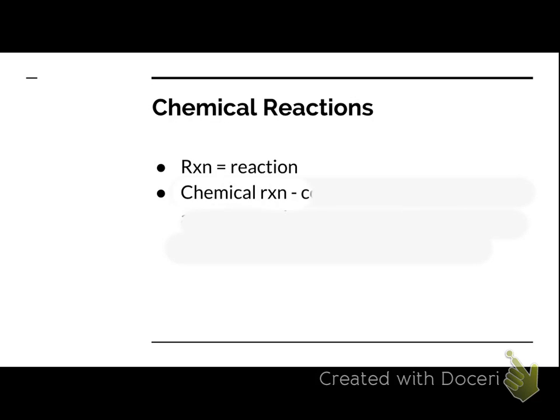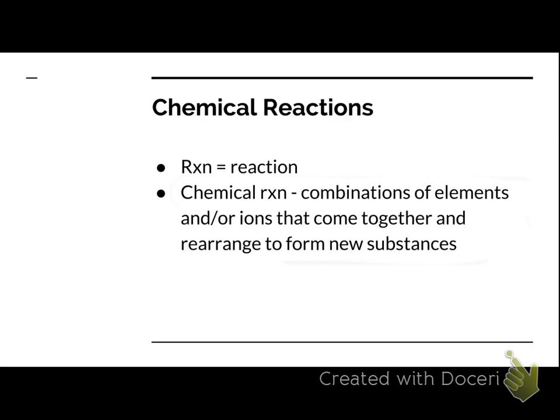So what is a chemical reaction? It's when we have combinations of elements and or ions, so not just single elements. So you might see a sulfate, you might see a nitrate, that's not going away. It's when they come together and they rearrange themselves to form new substances. So we start out with some things, they rearrange, and then we end with something else. Okay? We're going to do a lot of examples of these, so you'll get plenty of practice.